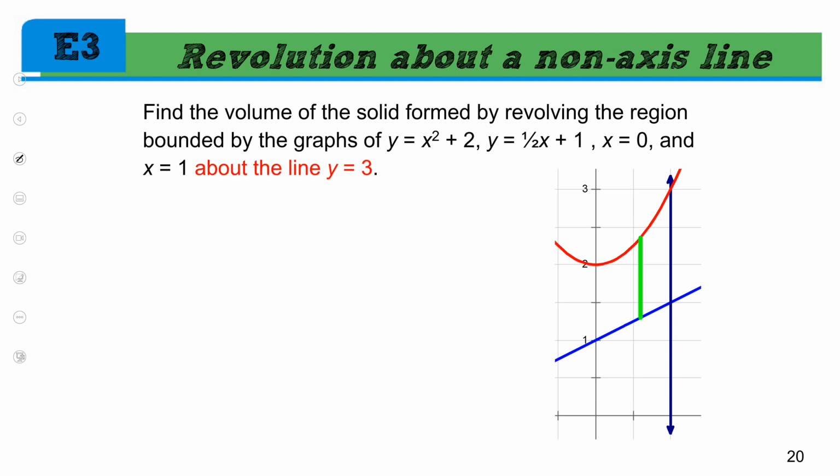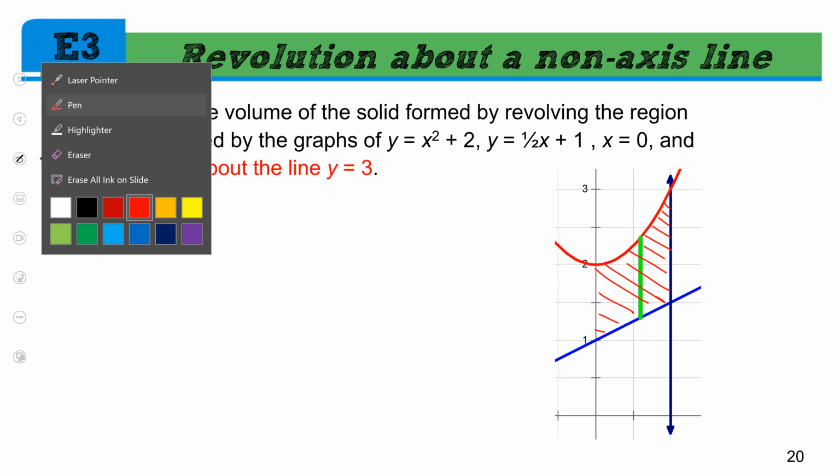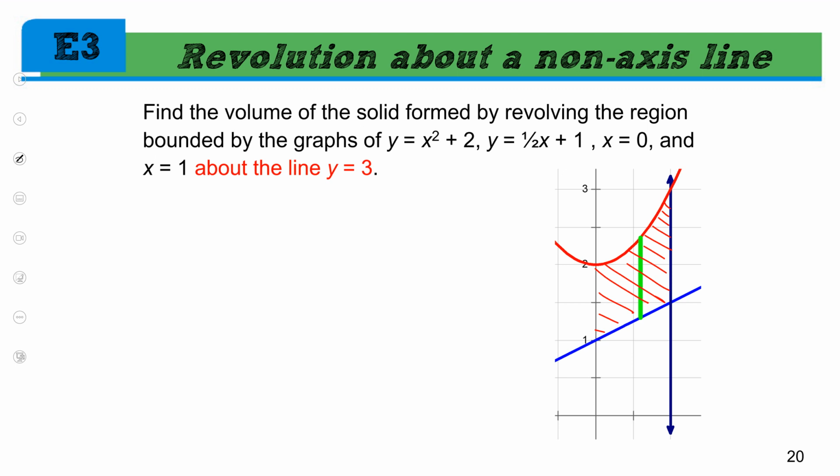All right, where's my region? Bounded by x squared plus 2, that's in red. The line 1/2 x plus 1 is the light blue. X equals 0 is the y-axis. And x equals 1 is the dark blue. So we're talking about this region here. And I already have my representative rectangle. What I didn't include, let me get a different color here. What color aren't I using? Orange. We're going to revolve it around that.